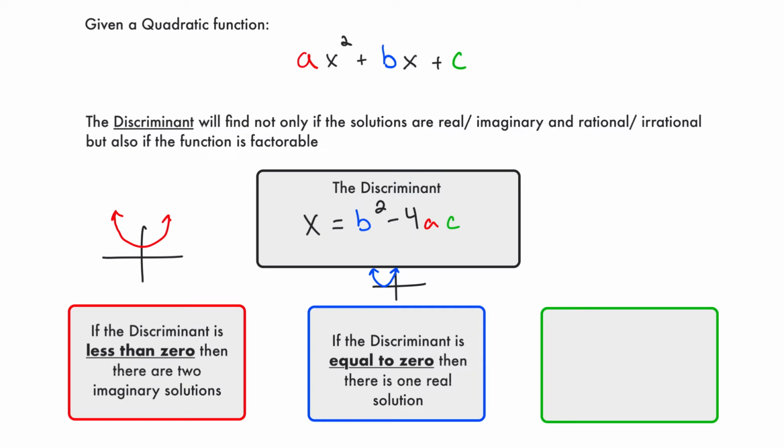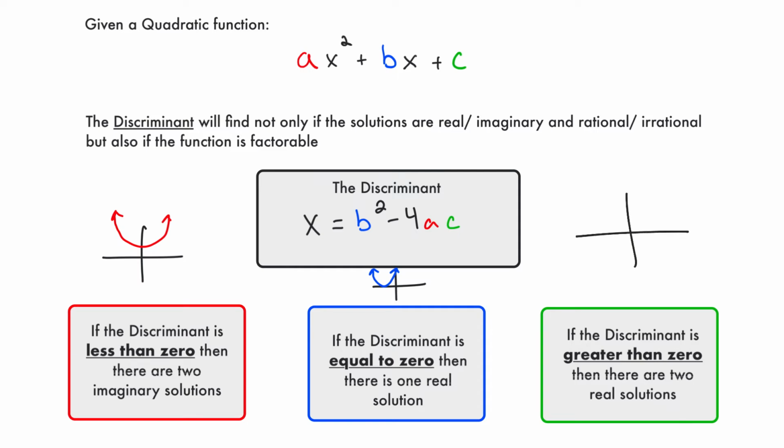And then lastly, if the discriminant is greater than 0, basically if it's a positive number, then that means there's going to be two real solutions. That means if you looked at it on a graph, it doesn't tell you where they're going to intersect on the x-axis. It just tells you that the graph will intersect the x-axis at two locations.